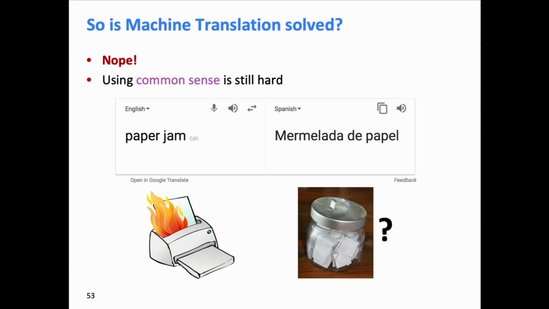So here's an example of how common sense is really difficult for NMT systems. On the left, we have the English phrase paper jam, which means when your printer gets jammed up with paper and it's all tangled inside. And then on the right, we have a very literal translation of that into Spanish, and it's essentially saying jam, edible jam, made of paper, which clearly isn't the right interpretation. So here we have an NMT system that's just doing very literal translation and clearly doesn't have any notion of common sense. You can't make jam from paper.